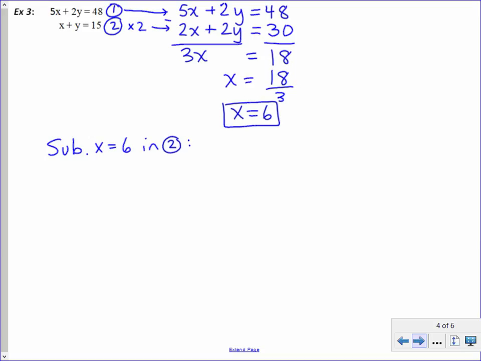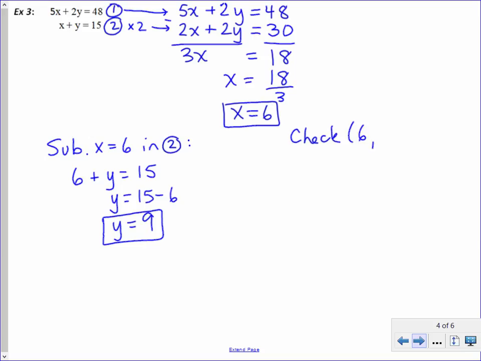So we're putting x equals 6 in equation 2, so that's going to be 6 plus y equals 15. y equals 15 minus 6, y equals 9. And then check 6, 9 in equation 1. Do you get why we don't choose 2 again? Because if you made the mistake here, you're probably going to make it again here. Use the equation you haven't touched since the very beginning. 6, 9 in equation 1.